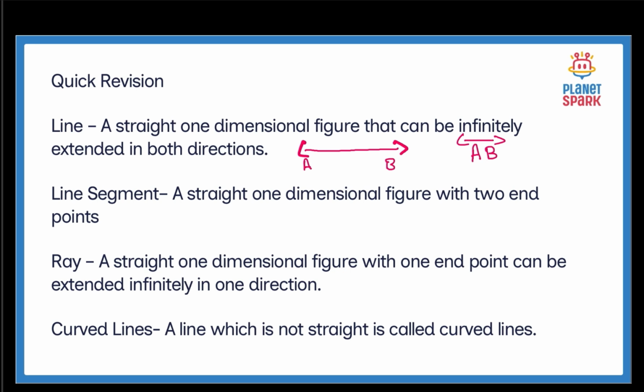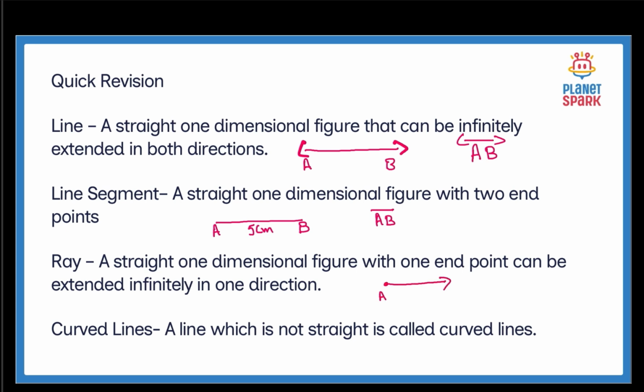On the contrary, a line segment is a straight one-dimensional figure with two endpoints. A and B are the endpoints. I cannot extend it. It has a fixed length. If AB is 5 centimeter, I cannot extend it. I can draw another line segment of 2 centimeter, 10 centimeter, and so on. But AB has a fixed length.